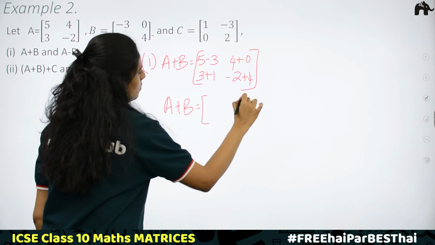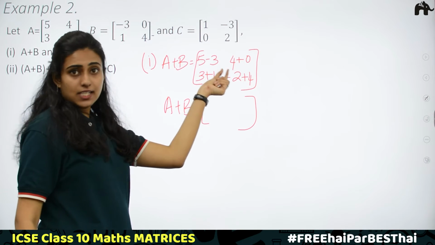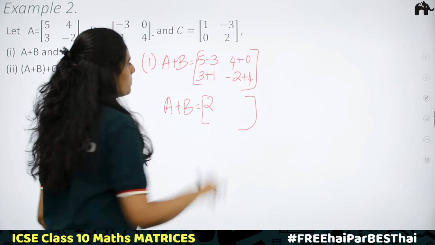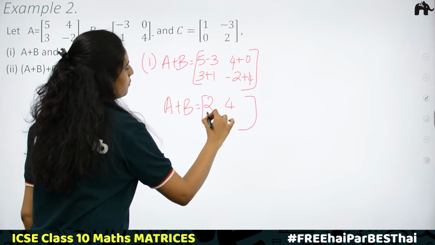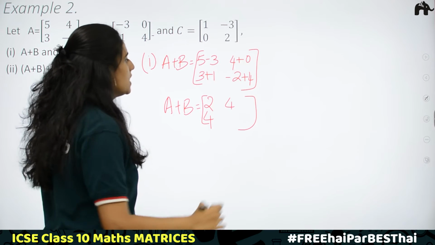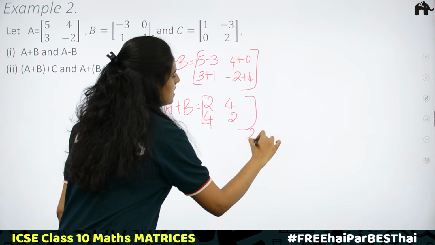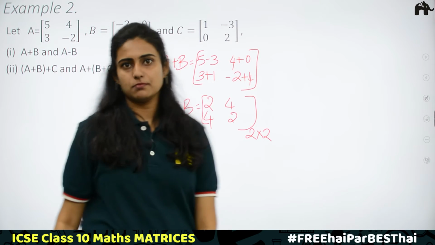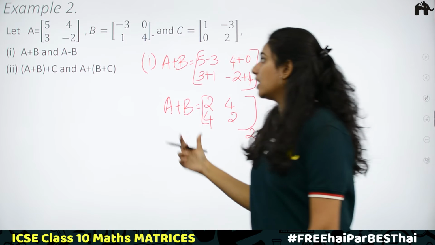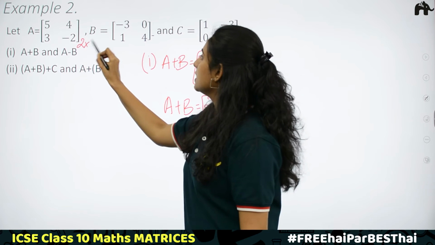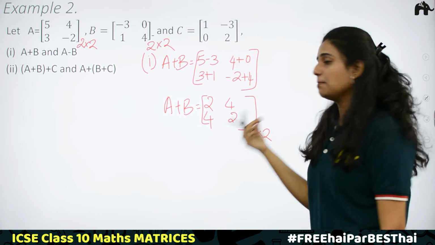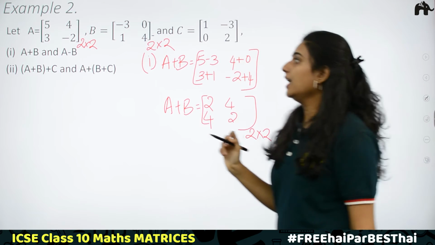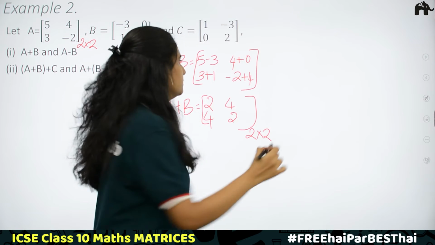A plus B is equal to, what are the elements? 5 minus 3 is 2. 4 plus 0, 4. 3 plus 1, 4. Minus 2 plus 4, 2. This is our required 2 by 2 matrix. Matrices have the same order. This is a 2 by 2 matrix. This is also a 2 by 2 matrix. And we got A plus B, the sum matrix, also 2 by 2. Next, we will find A minus B.